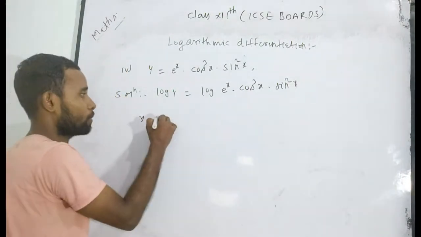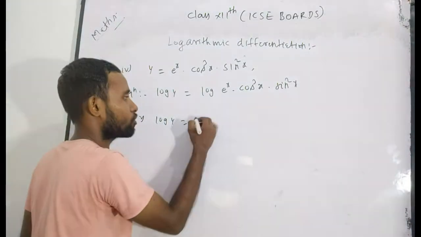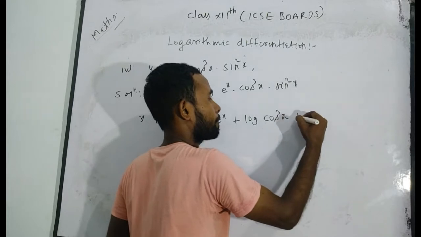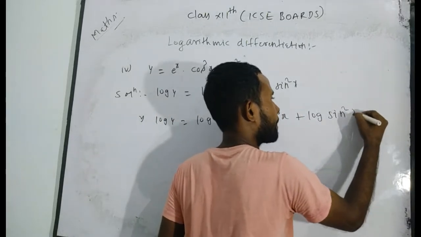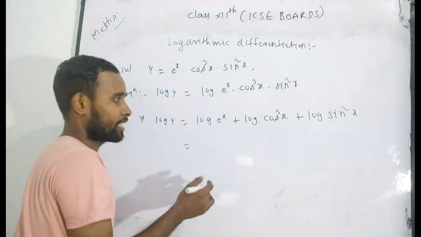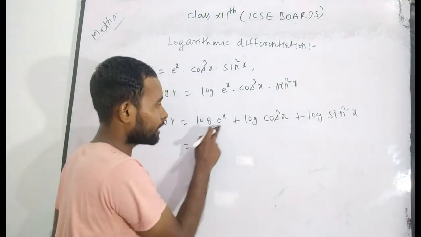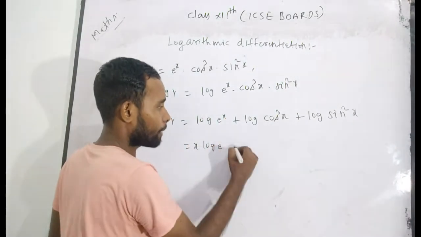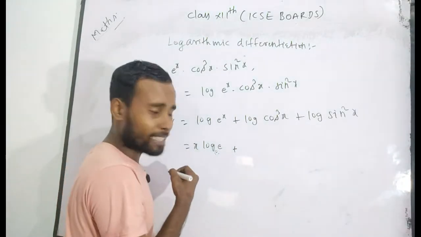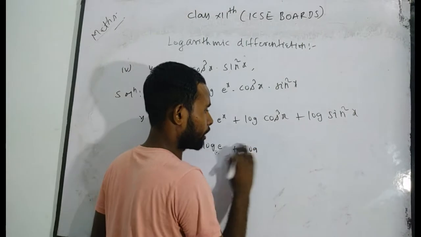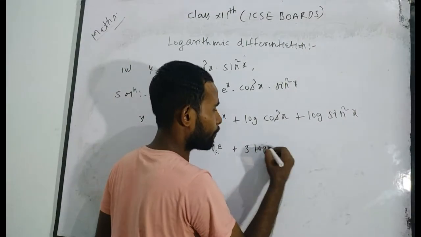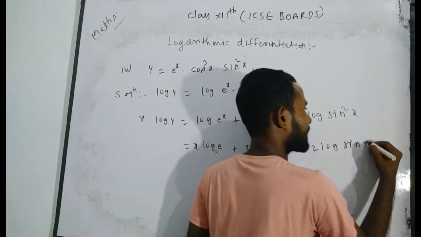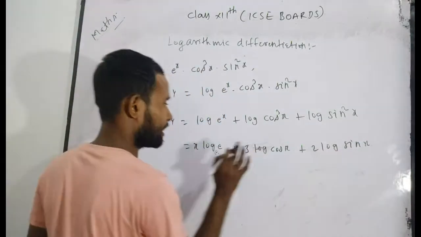After taking log on both sides, you will get on the LHS log y. But on the RHS, you will get log e to the power x plus log cos cube x plus log sin square x. Here log e to the power x, do you know the base here is e? Log e to the base e will be what? x, because x can be taken out of it. In that case, there will be x log e, plus 3 will become a coefficient of log cos x, plus 2 will become a coefficient of log sin x. The base is e again.